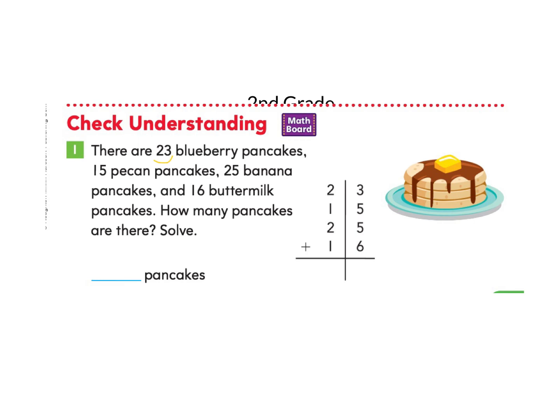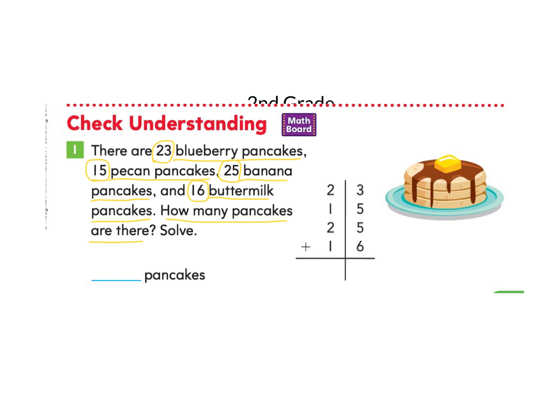There are 23 blueberry pancakes, 15 pecan pancakes, 25 banana pancakes, and 16 buttermilk pancakes. Yum! How many pancakes are there? Solve. Okay, we have an equation here with the different pancakes: blueberry, pecan, banana, and buttermilk. If you would like to pause this video and try this on your own, you may do so and come back to check your answer, or you can follow along with me.